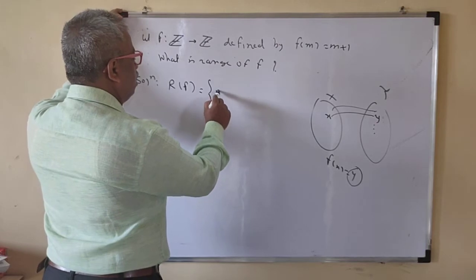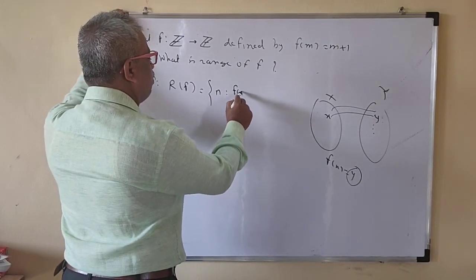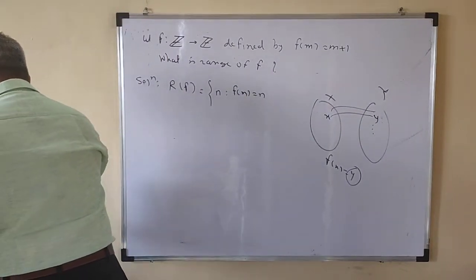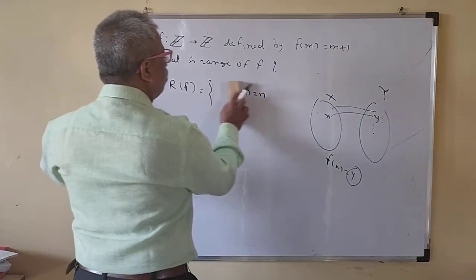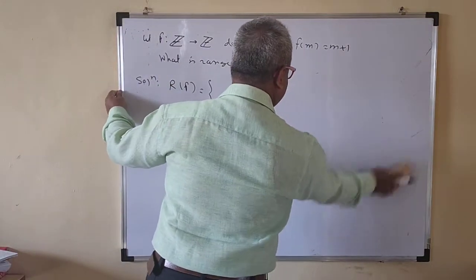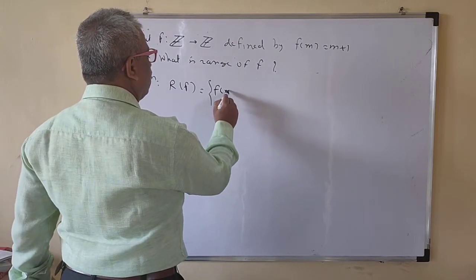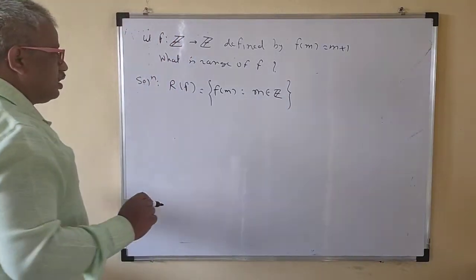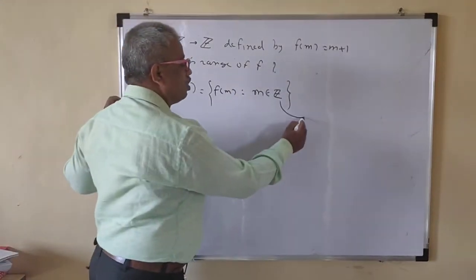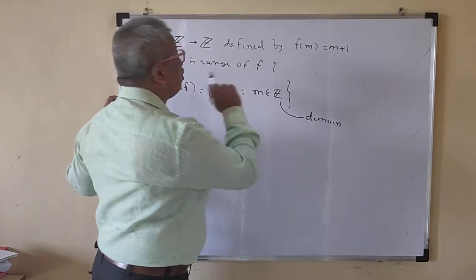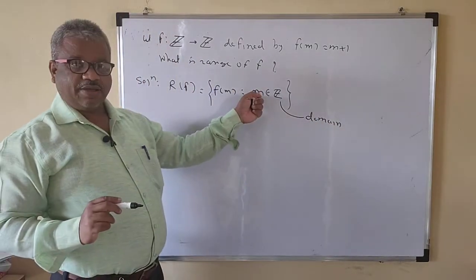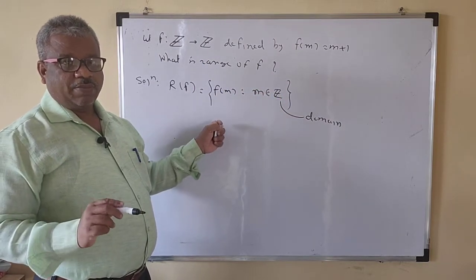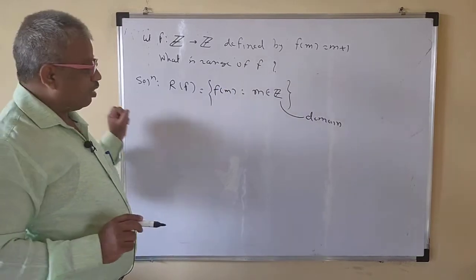Suppose this is n, such that f of m is equal to n. Simply, we'll find such f of m such that m belongs to Z. So this m is in the domain. Note that domain and codomain are the same here, right? But this m is in Z, that means it is in the domain, because f of m can be applied only on the elements of the domain. So this m is in the domain of f.